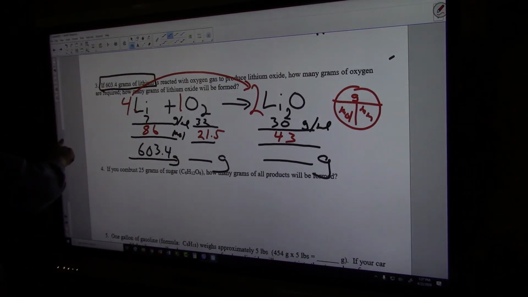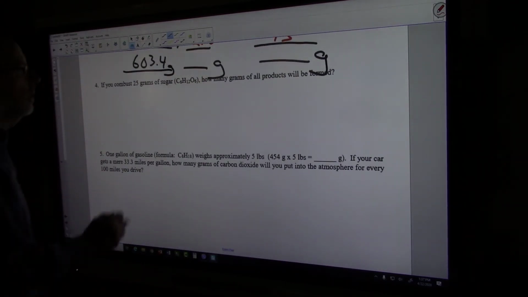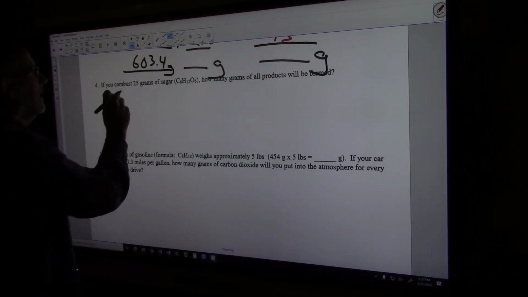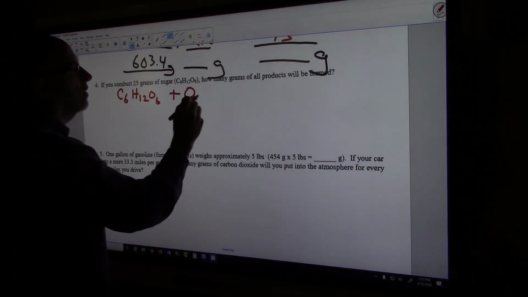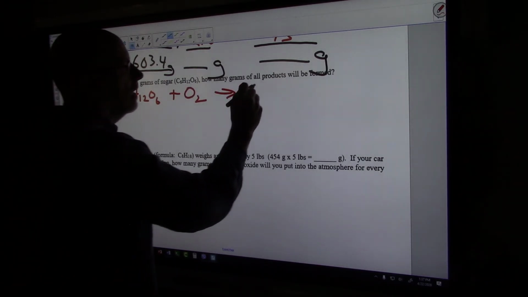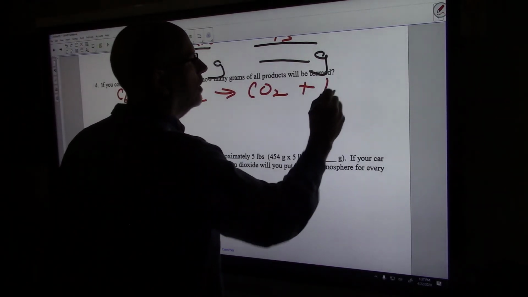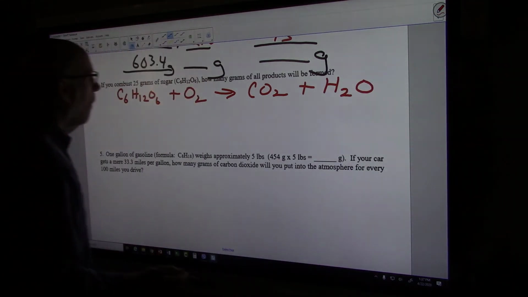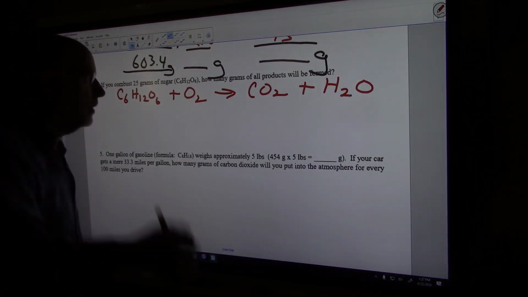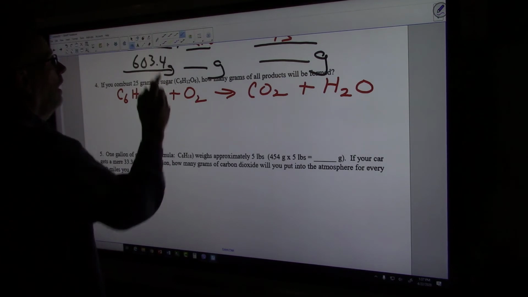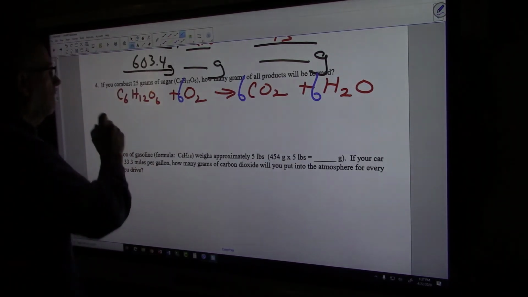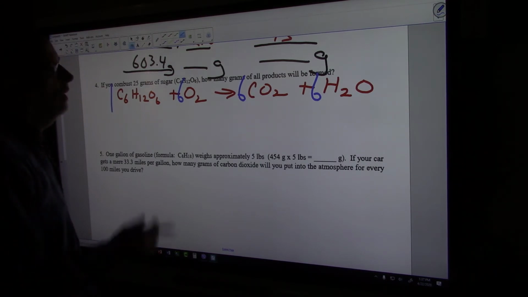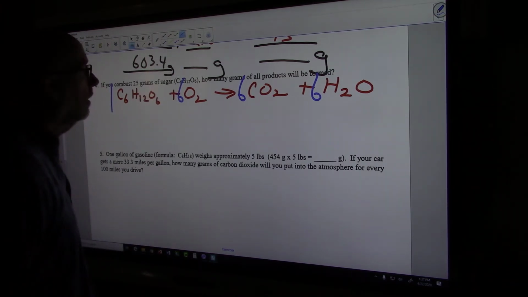One more. You combust sugar. Oh, we've seen that before. C6H12O6 plus oxygen always makes combustion, CO2 plus H2O, right? This is the double reaction. It's the 6-6-6 one. Oh, scary. 6-6-6. Now, if you want to balance it from scratch, please do so. I just have this one memorized.